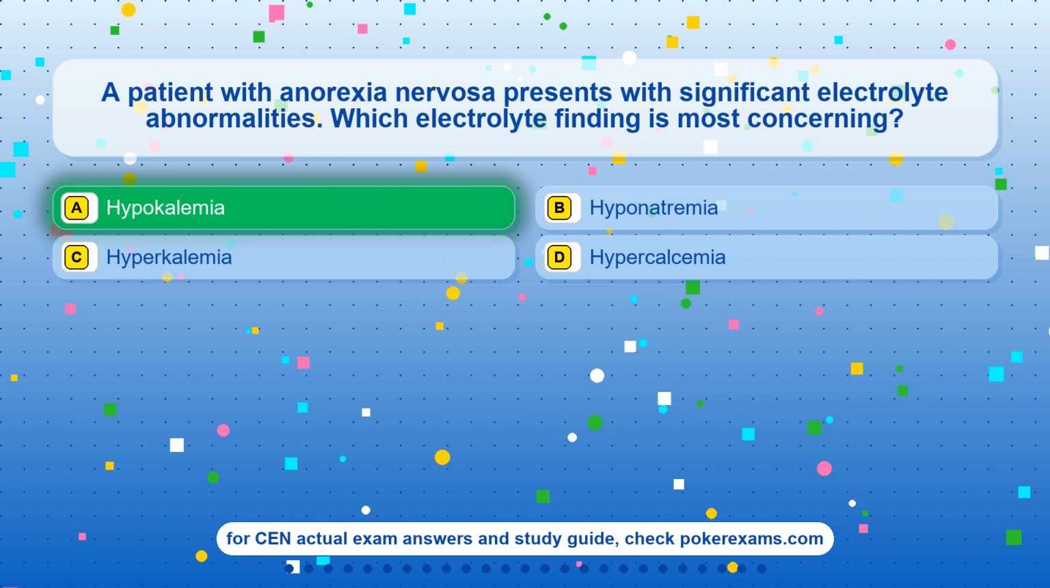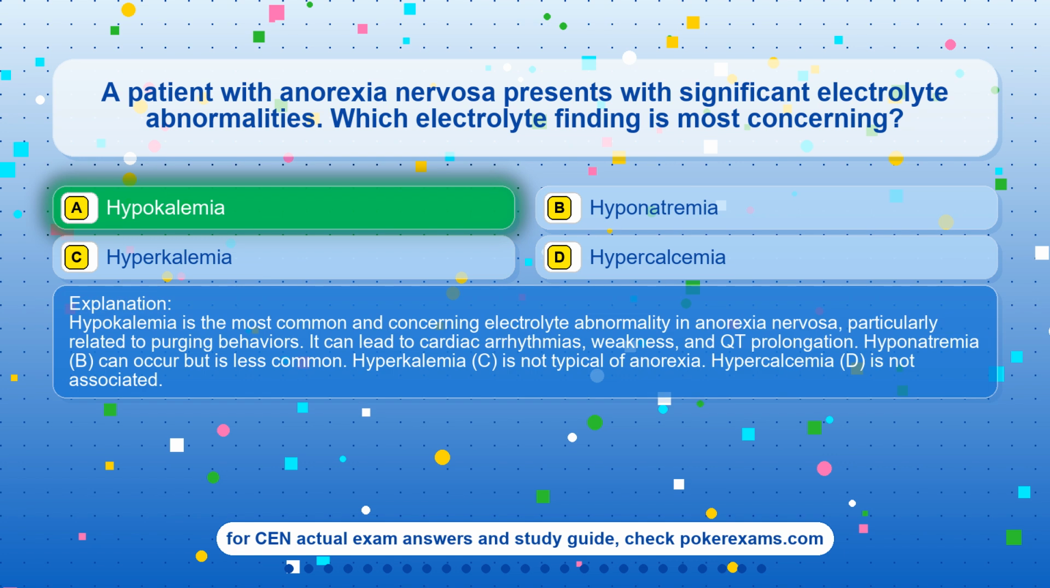The correct answer is option A, hypokalemia. Hypokalemia is the most common and concerning electrolyte abnormality in anorexia nervosa, particularly related to purging behaviors. It can lead to cardiac arrhythmias, weakness, and QT prolongation. Hyponatremia, B, can occur but is less common. Hyperkalemia, C, is not typical of anorexia. Hypercalcemia, D, is not associated.